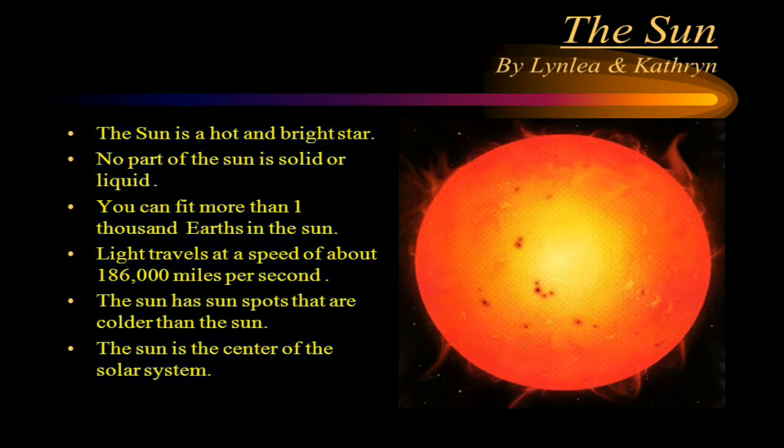186,000 miles per second. The sun has sunspots that are colder than the rest of the sun. You all know that the sun gives us light and heat, and the sun is the center of the solar system. So children, you all understand about the sun.